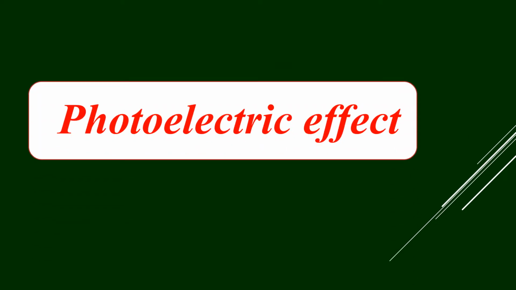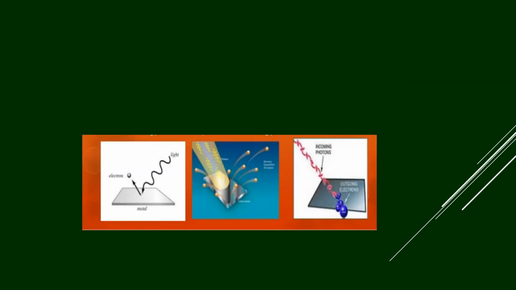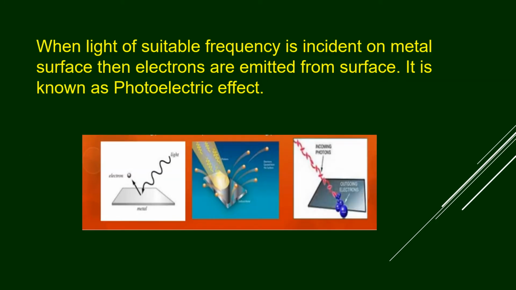Today's topic is the photoelectric effect. What is the photoelectric effect? When light of suitable frequency is incident on a metal surface, electrons are emitted from the surface. This is known as the photoelectric effect. It occurs due to the absorption of energy by electrons from the incident radiation, which overcomes the binding energy of the parent metal, and the electron gets ejected from the metal surface.